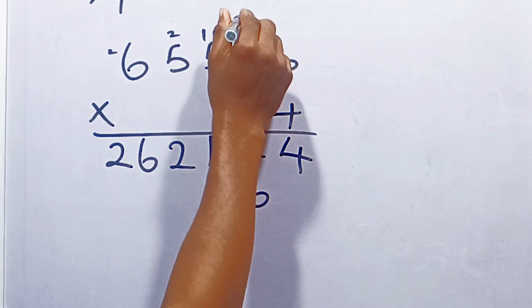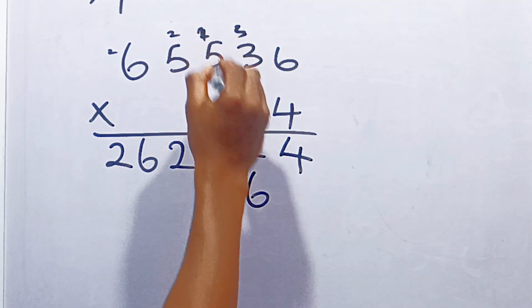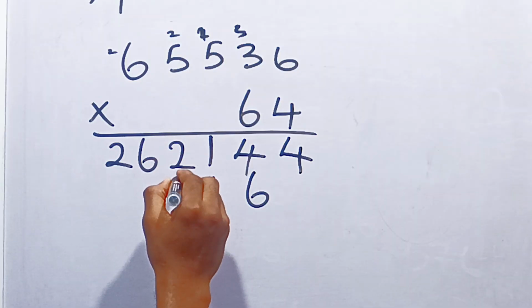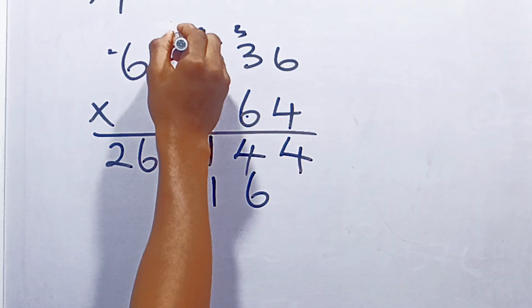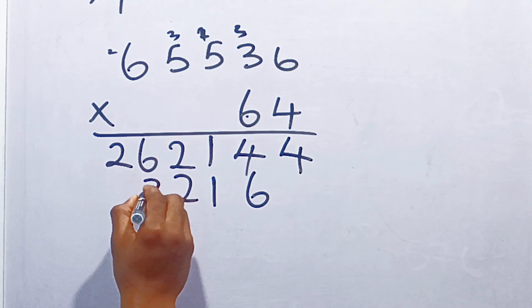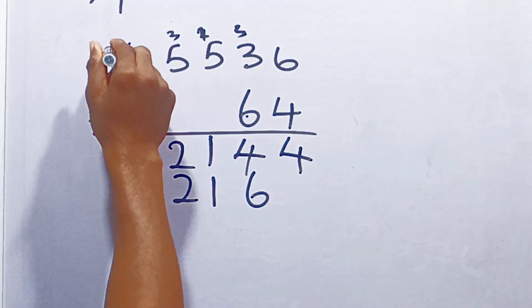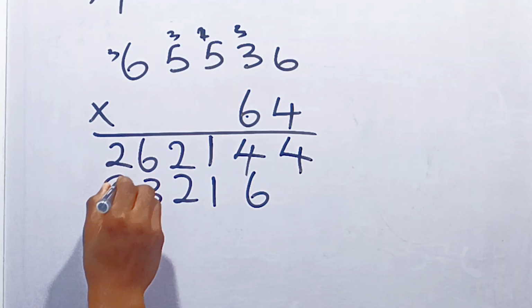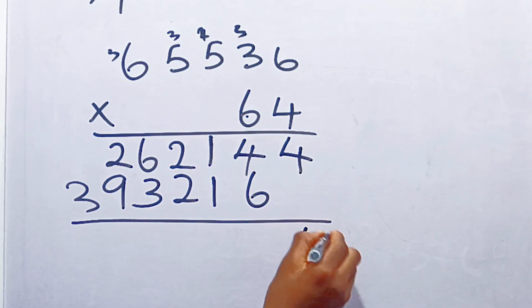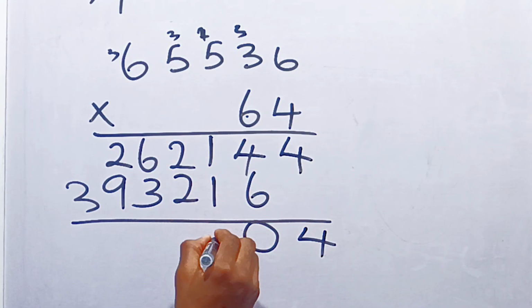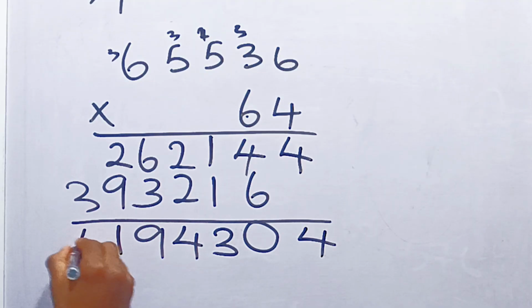6 times 3 is 18, plus 3, that's 21, we have 1 carry over 2. 6 times 5 is 30 plus 2 is 32, so we have 2 carry 3. We have 6 times 5 is 30 plus 3 is 33, we have 3 carry 3 over, so we have 6 times 6 is 36 plus 3 is 39, we have 39 here. Okay, so we add these two together, we have 4, we have 0, we have 3, we have 4, we have 9, we have 1, we have 4.